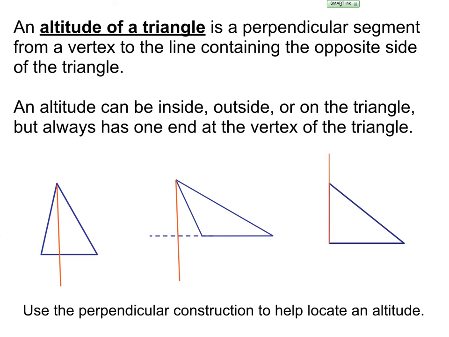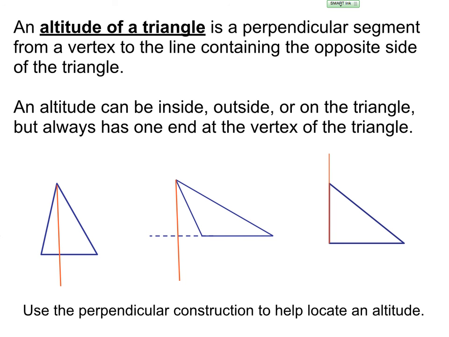Okay, altitude, we'll probably do some constructing and use the marker board eventually. Altitudes involve perpendiculars, not perpendicular bisectors though. First of all, an altitude of a triangle is a perpendicular segment from a vertex to the line containing the opposite side of the triangle. An altitude can be inside, outside, or on the triangle. So when we do the orthocenter, it could be inside, outside, or on the triangle.